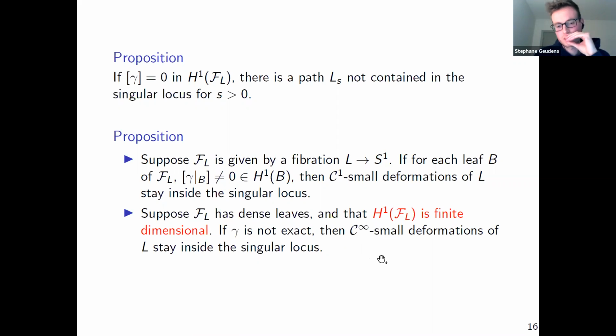So yeah, since this C infinity topology is generated by this increasing sequence of CK norms, you could rephrase it as: there exists some K such that CK small deformations stay inside the singular locus. So yeah, I don't know what K is. And my guess is also that this is not optimal, that this can be improved to C1, I think.